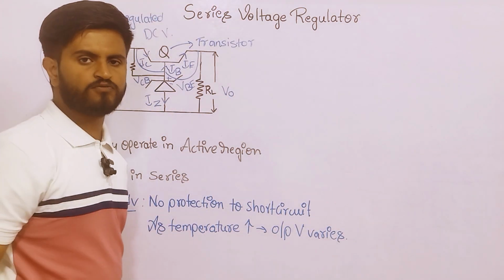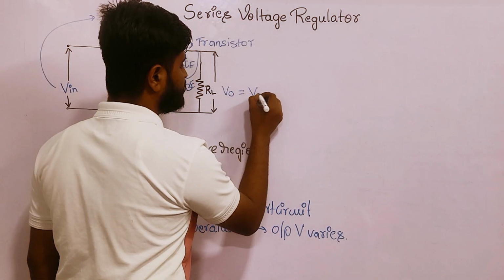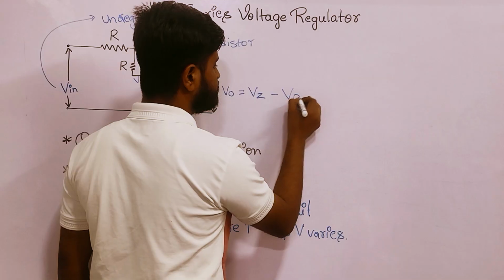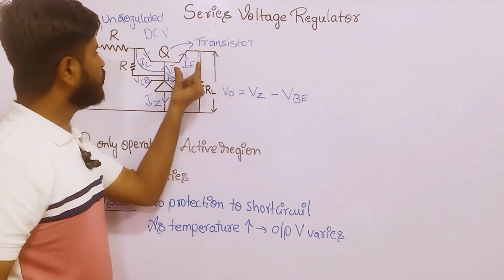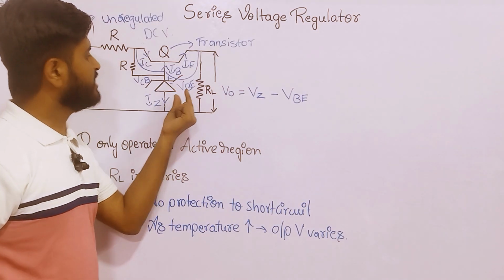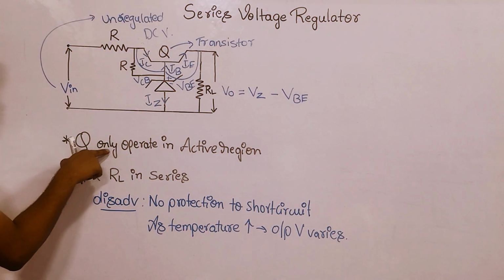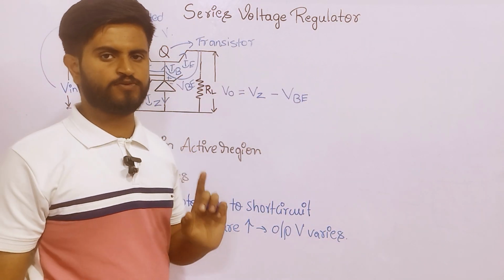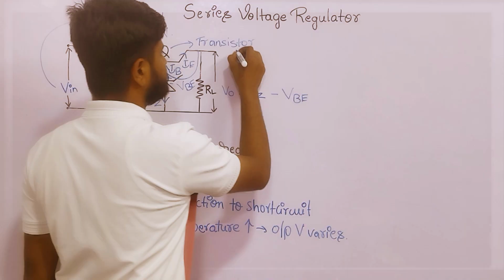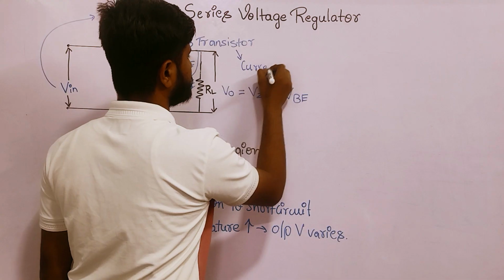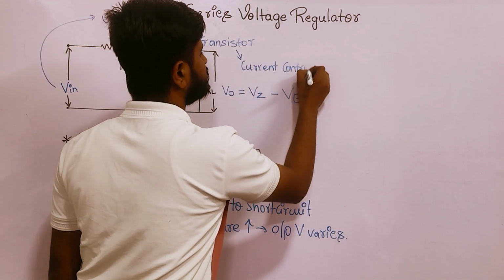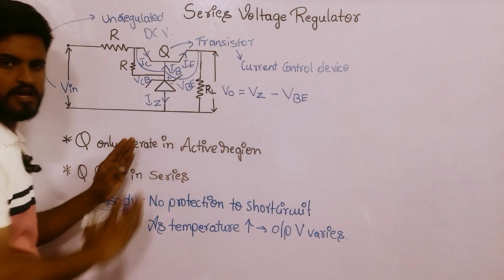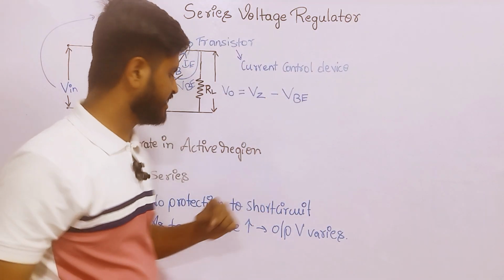So what will be the formula for V output? V output will be equal to VZ minus VBE. VZ means voltage across the Zener diode, and VBE means the voltage at the base emitter junction. Now, transistor Q only operates in the active region, because this transistor is a current control device. So this transistor will control all the operations of the series voltage regulator.